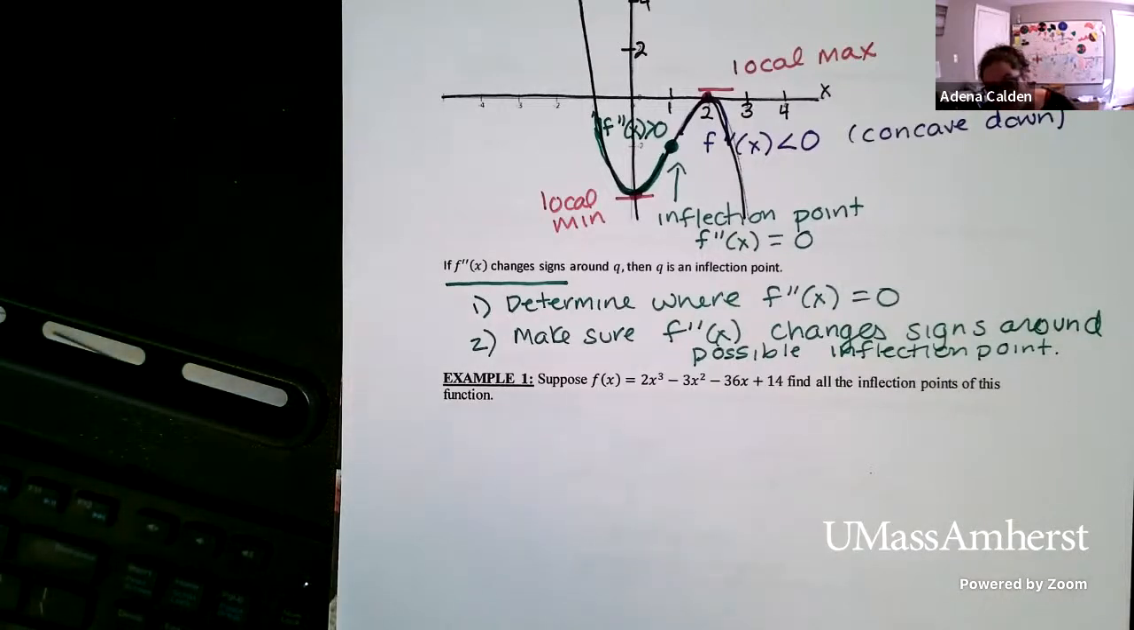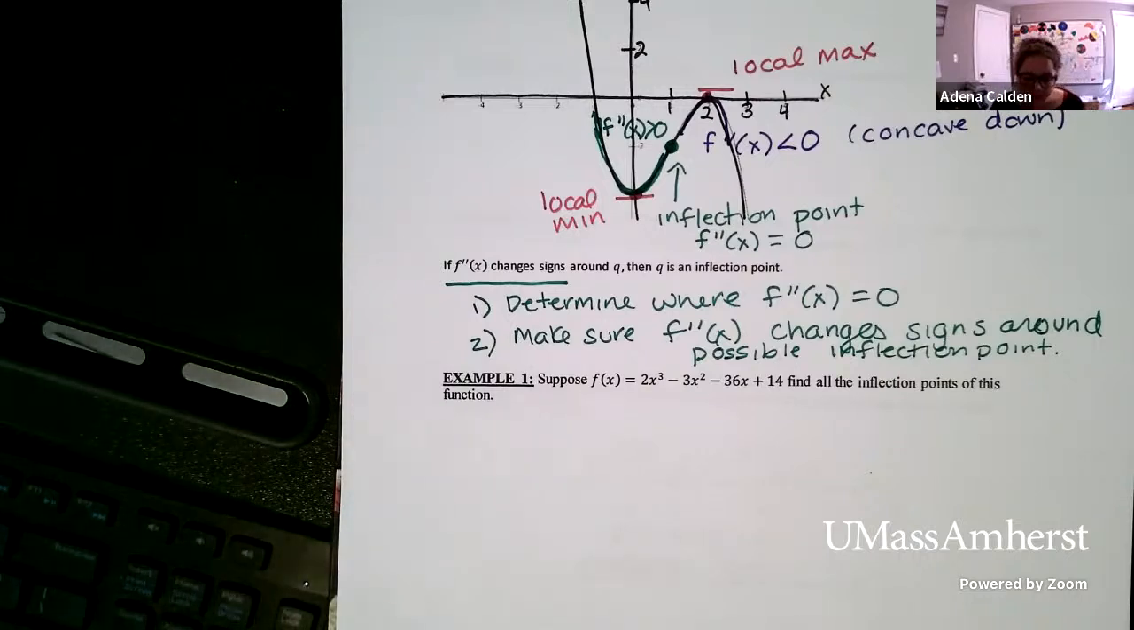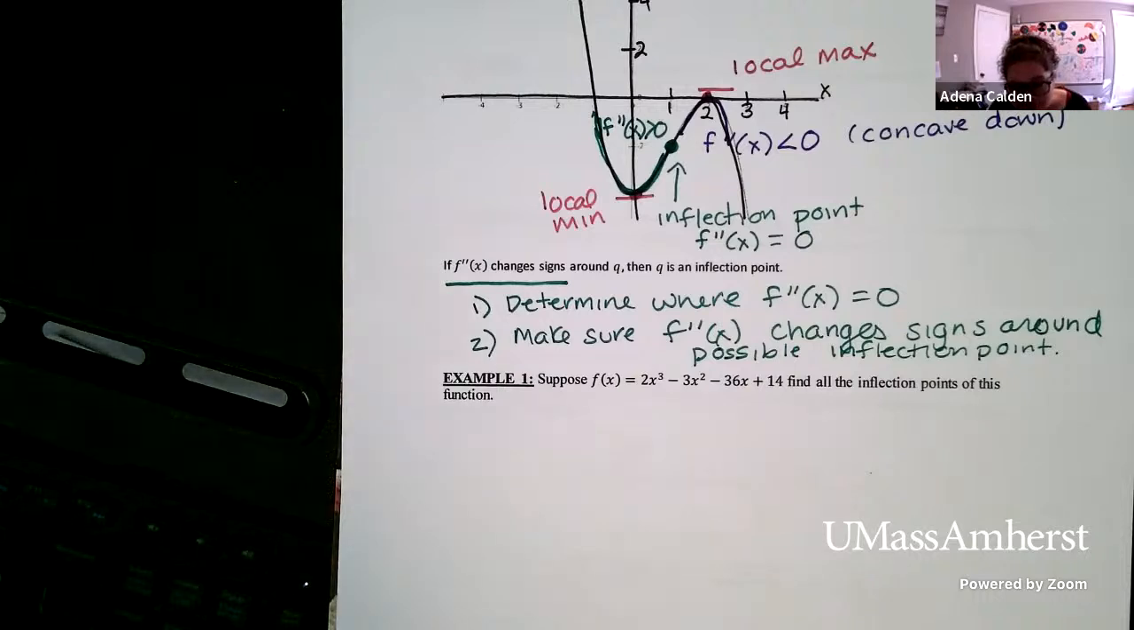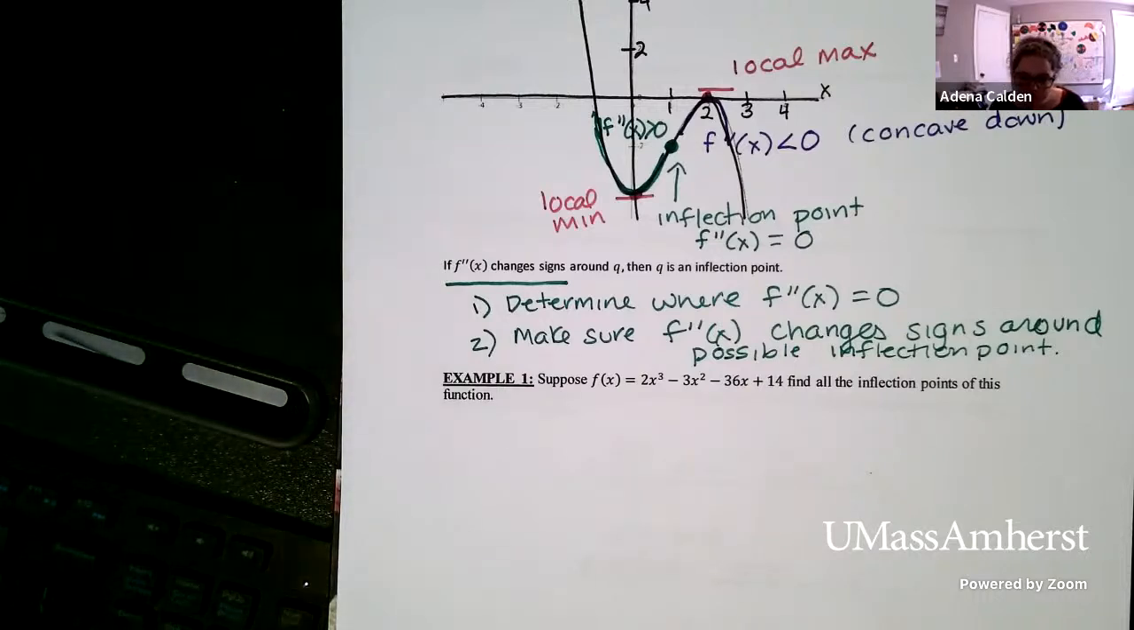Okay, so what I would like you to do here is find the first derivative and then the second derivative, set the second derivative equal to 0, solve for x, that will give you a possible inflection point, and then test something to the left and to the right in the second derivative to see what the sign of the second derivative is.